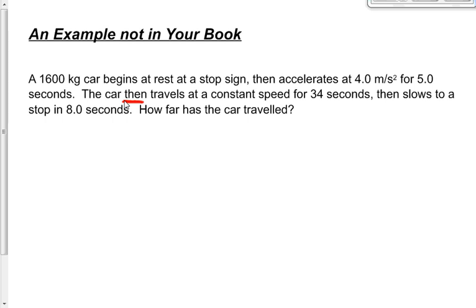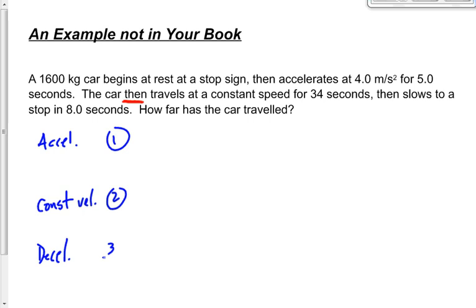So what have we got going on here? We've got a car that's accelerating. When it's accelerating, we'll call that stage 1. Then we've got a car that's traveling at a constant velocity for 34 seconds. We'll call that stage 2. And then it slows down. It's a deceleration. We'll call that stage 3. The mass of the car is 1,600 kilograms. We could write that down before we write any of this stuff down because it goes with everything.